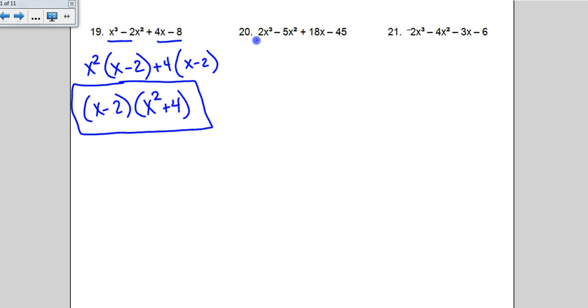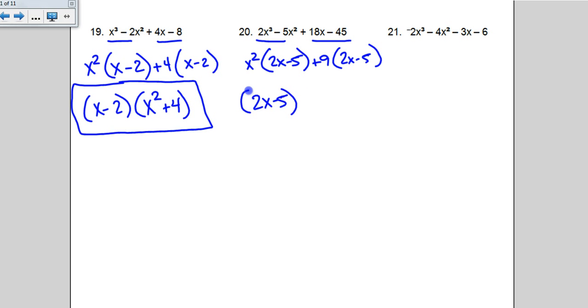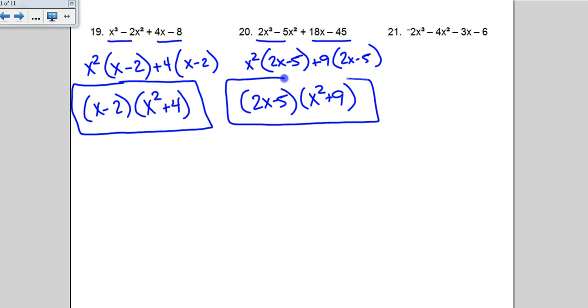Number 20, in my first group, it looks like I can factor out just an x squared, and that leaves me with a 2x minus 5. And then in my second group, I think I can factor out a positive 9, and that leaves me a 2x minus 5. So our common term that we're going to take out is a 2x minus 5, and we're left with an x squared plus 9. I double check that nothing can factor further, nothing can, so we are done.